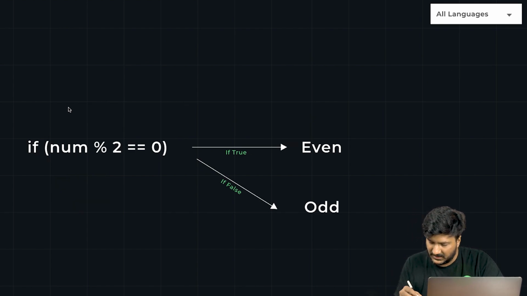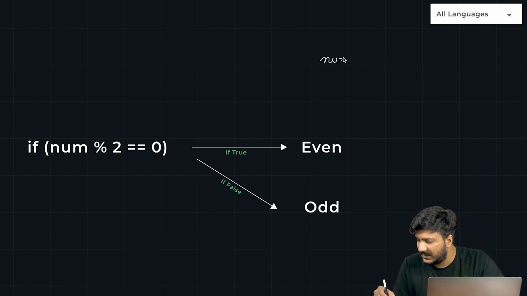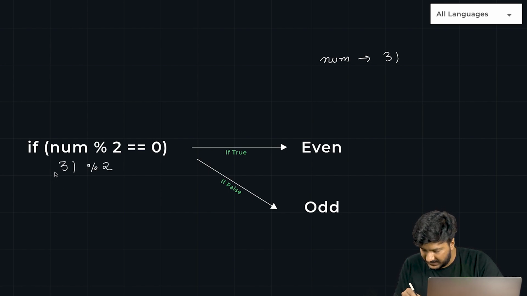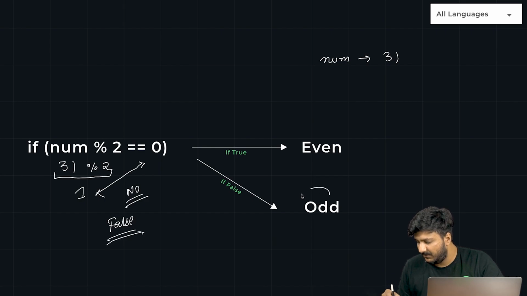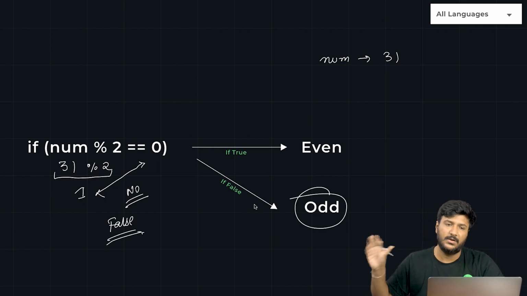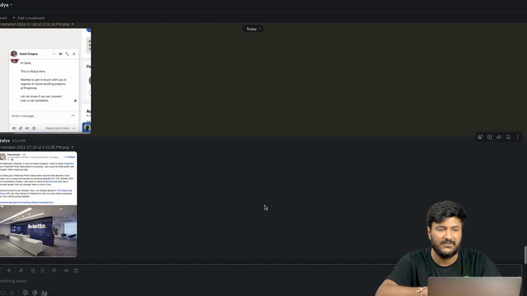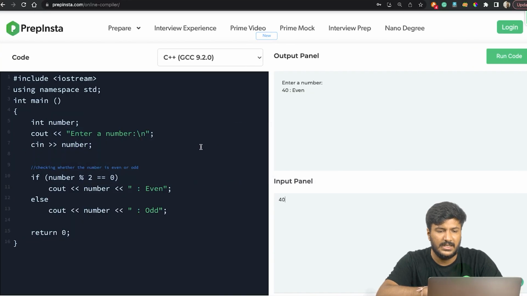However, in the case of, let's say, the variable num having the value 31, what would happen? 31 percentage 2, what would this return? This would return 1. Now, is 1 equal to 0? No, it's not. So this particular statement would return false, and then we'll be printing odd somewhere in the code. And when you have a look at the code, you'll understand. Fairly easy. So let's have a look at the code.